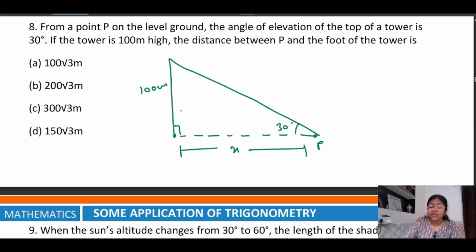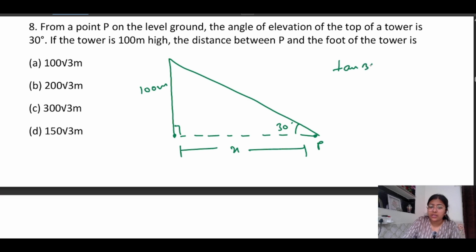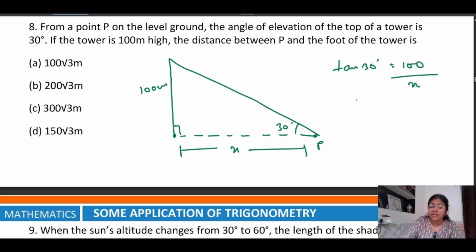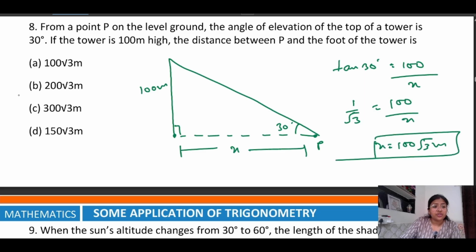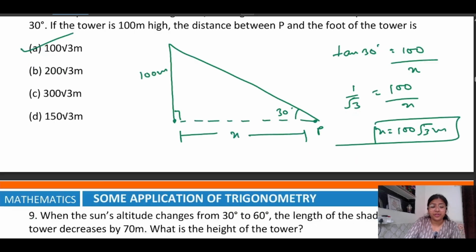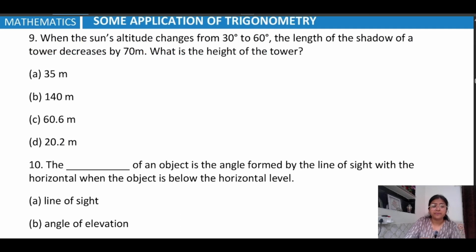So in which ratio we are going to use the perpendicular and the base? Yes, tan. So tan 30 equals to 100 over x. 1 over root 3 is equals to 100 over x. The value of x is 100 root 3 meter. Which option is correct? The option A. Very good. Now try the next.